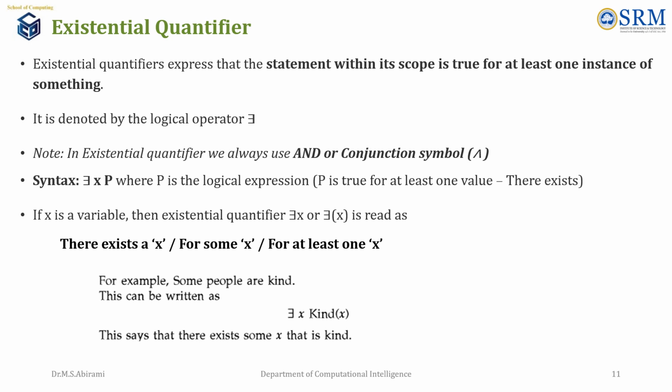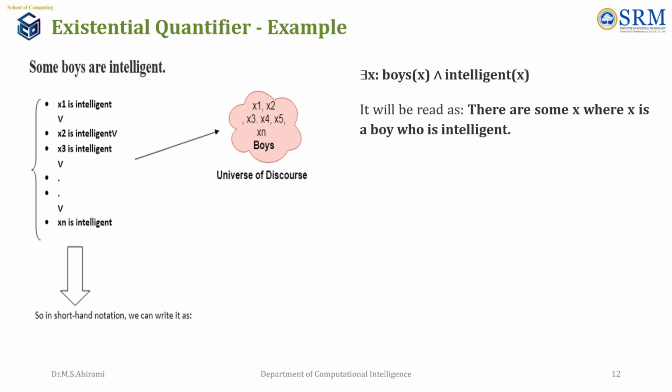For example, some people are kind. This can be written as ∃x kind(x). This says that there exists some x that is kind. Another example for existential quantifier is some boys are intelligent. x1 is intelligent or x2 is intelligent or x3 is intelligent and so on up to or xn is intelligent, which can be written as ∃x boys(x) ∧ intelligent(x). It will be read as there are some x where x is a boy who is intelligent.